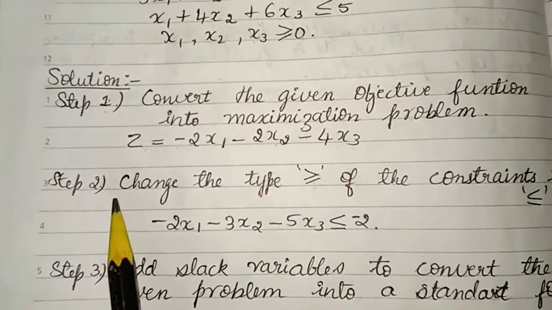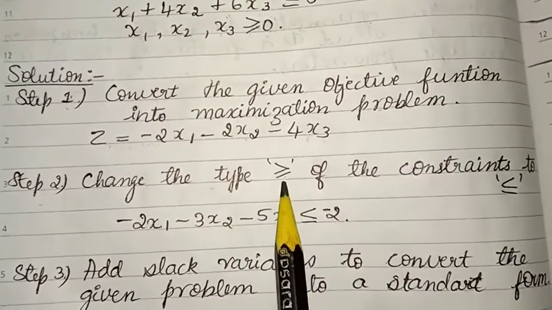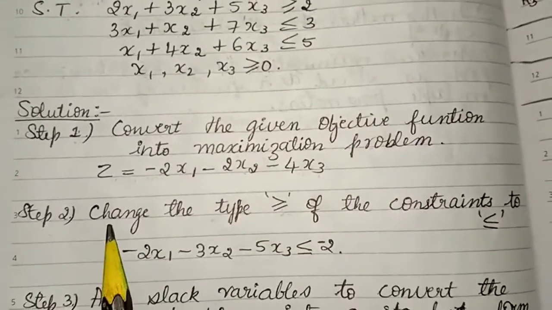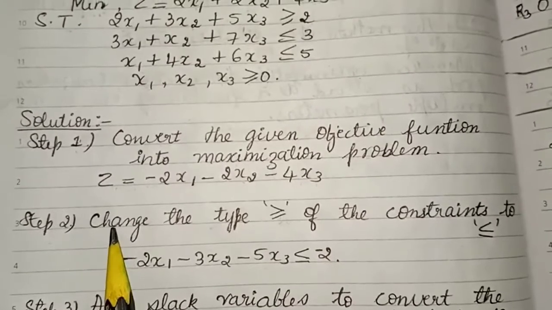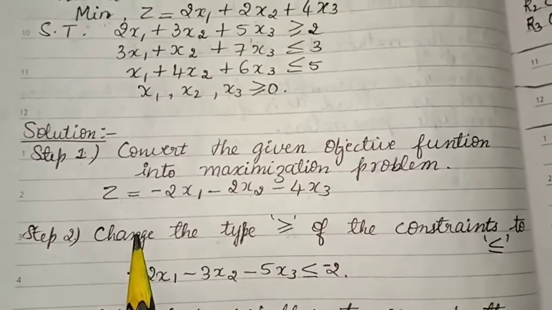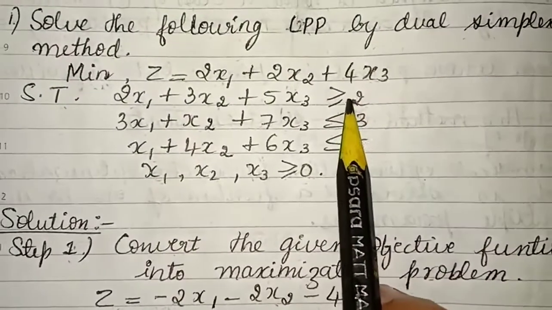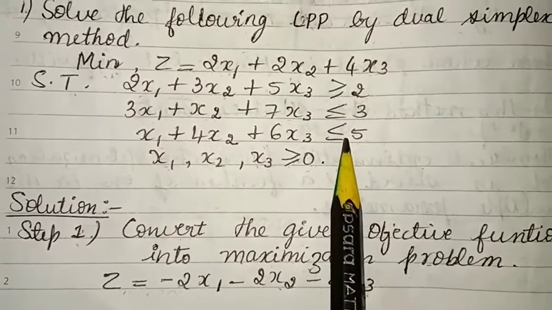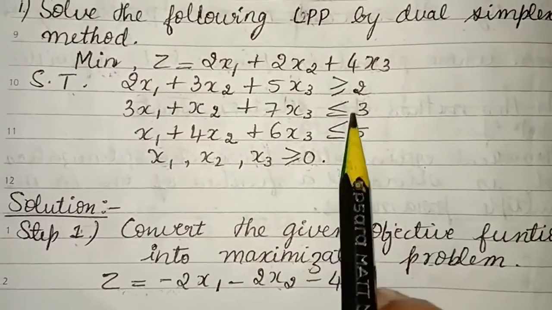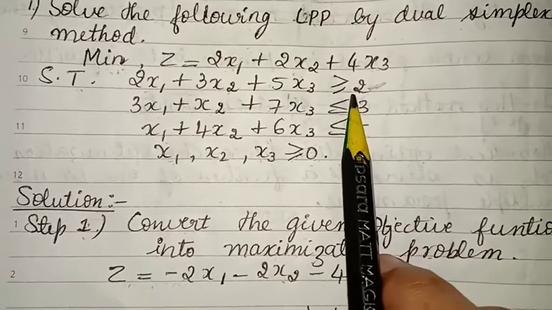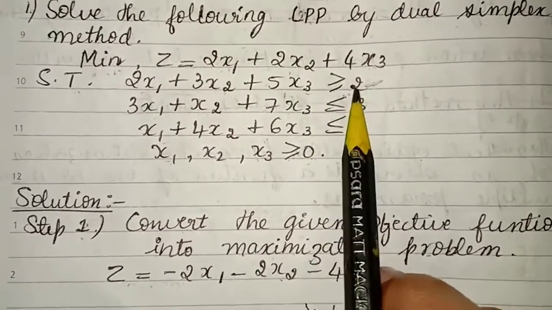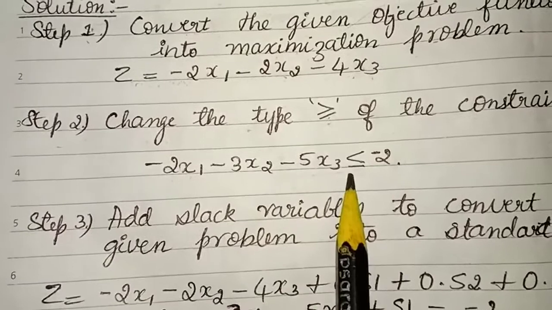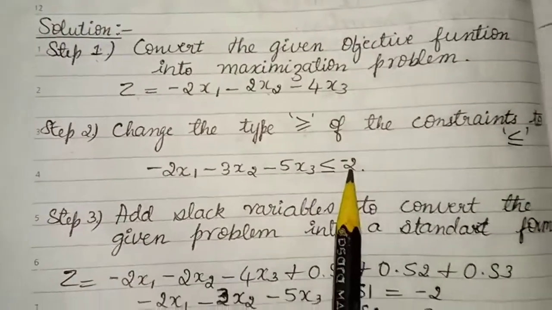After that, step 2: change the sign of the constraints from greater than or equal to, to less than or equal to. As you all know, for a maximization problem, all the constraints should be of the form less than or equal to. Here the first equation doesn't satisfy, as it is of the type greater than or equal to. The second and third are already in the less than or equal to form. So you have to change the first equation by multiplying by minus 1. It will be minus 2x1 minus 3x2 minus 5x3 less than or equal to minus 2. So this is the second step.